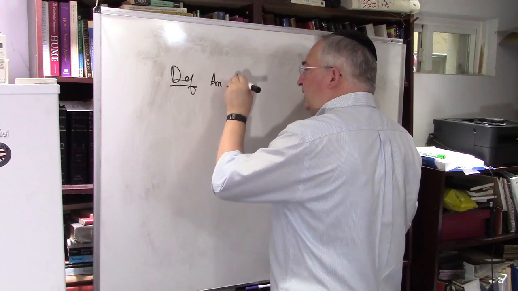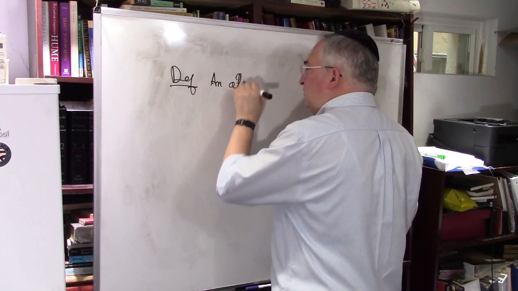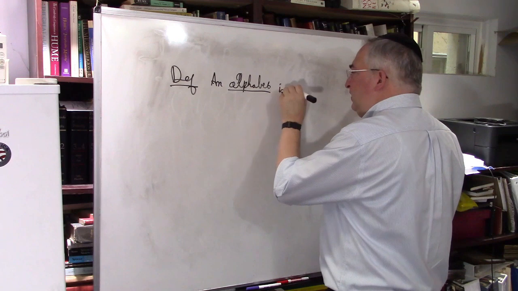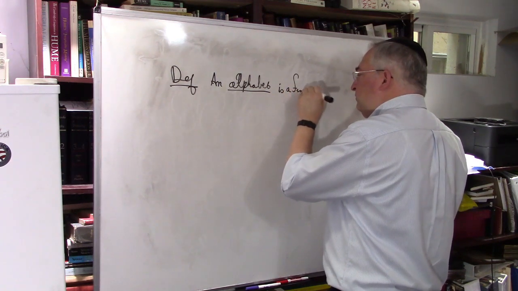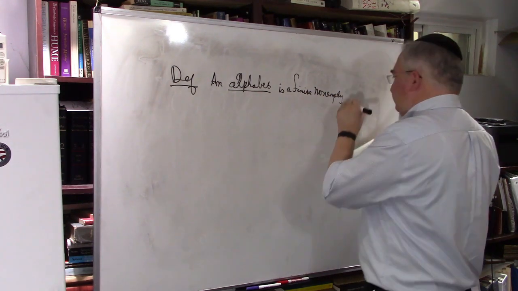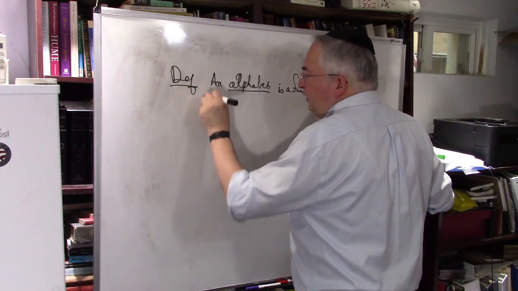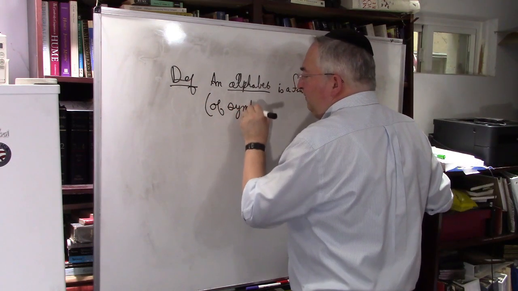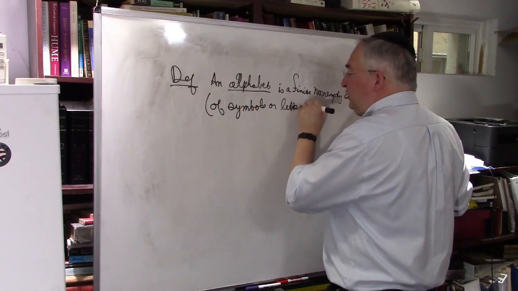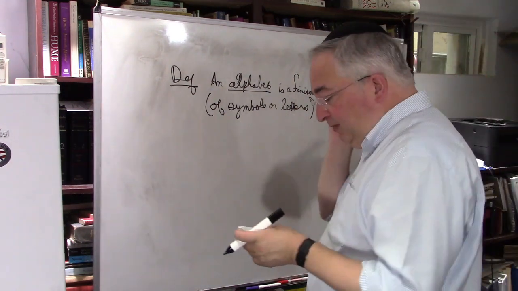An alphabet is a finite, non-empty set of usually symbols or letters. Each one of the things we either call a symbol or a letter. Okay, so let's just do some examples.